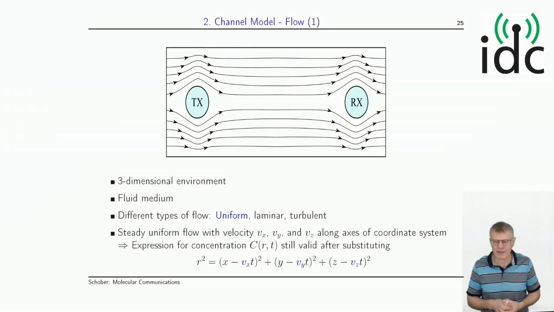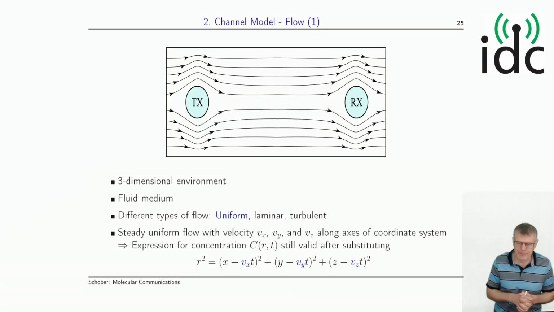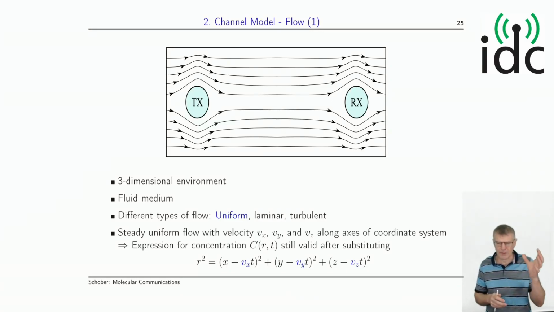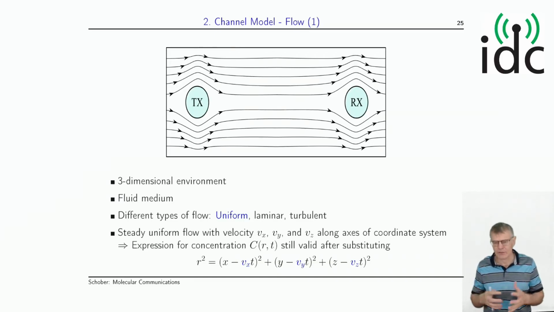So it can be described by a three-dimensional vector with fixed components that are not dependent on space and time. Now, if this is true, right? So if you have this uniform flow, then you can still use the same expressions for the concentration as before. All you have to do is replace the distance r with an effective distance, which is given by this equation here, which now not just depends on the point in space x, y, and z, but also on the flow velocity vx, vy, and vz. Okay, so this is the good news.